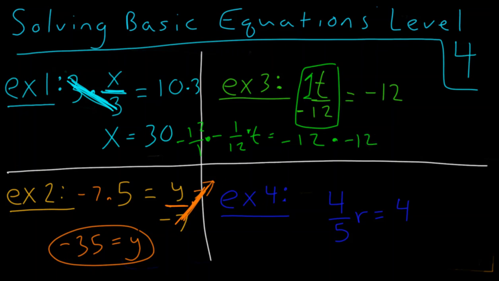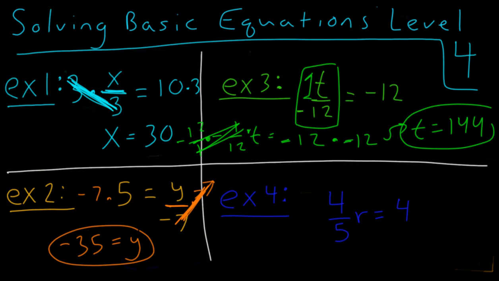So we'll multiply both sides by negative 12. Now that reduces to 1, and we'd say this. We'd say, okay, well, t is equal to negative 12 times negative 12, which is 144. And it's positive because, of course, we have a negative times a negative.